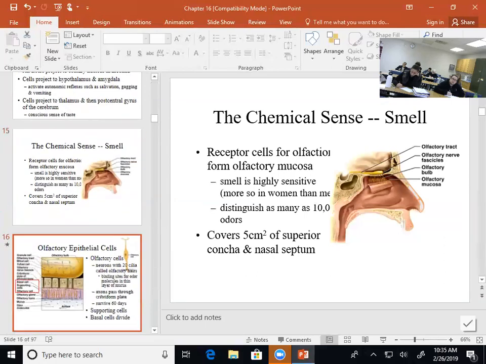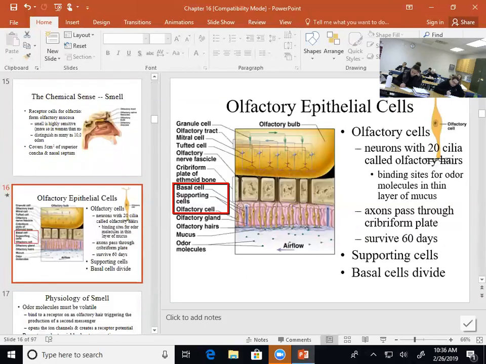It's open to external what? The external environment. So again, this is why we can sometimes deliver medications through the nose. Can we? Yes, we can. And sometimes people do drugs through the nose.